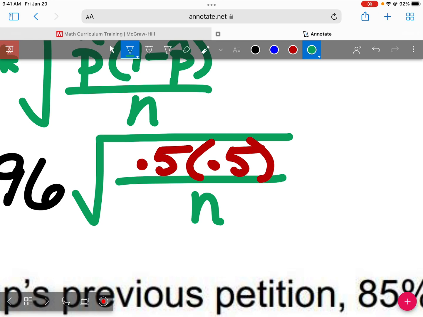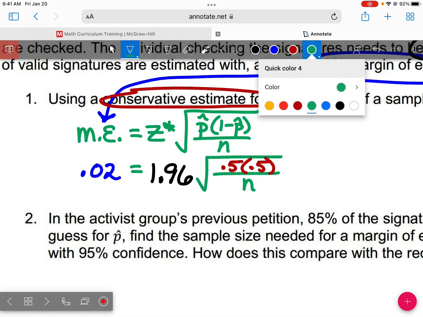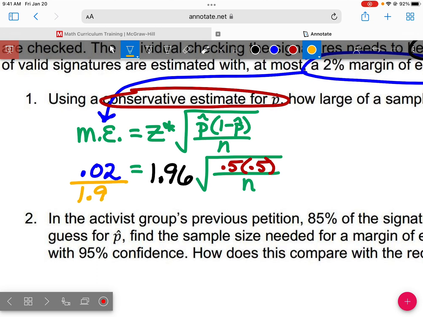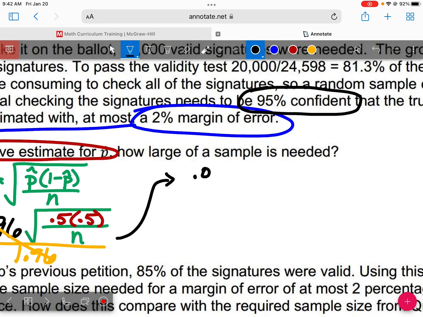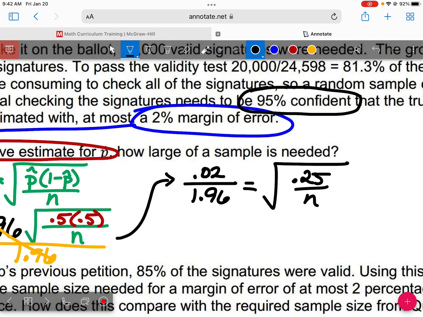One of the things I have been told repeatedly to caution you about is when we're doing this calculation, we are not going to round until the very end. So if you're going to put things into your calculator ahead of time, make sure that you're keeping the entire value on there. So the first thing I would do is divide both sides by 1.96, but I'm not going to put that in my calculator yet. I'm just going to write it down. So I have 0.02 divided by 1.96 equals the square root of 0.25 over N. I did go ahead and multiply that numerator together. How do I get rid of the square root? Square both sides.